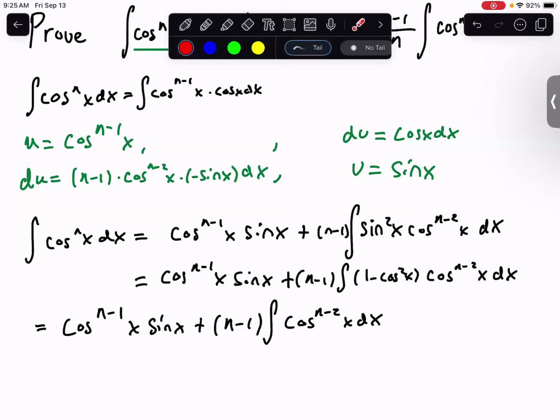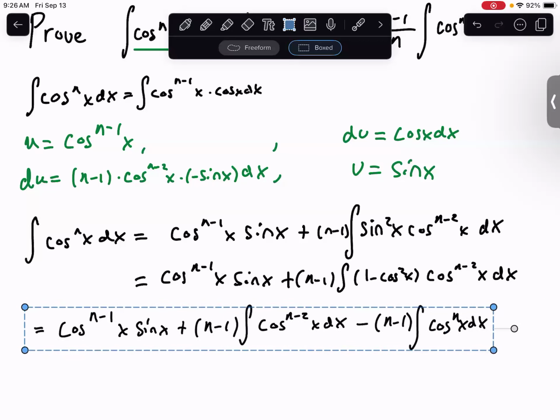And then this is going to be minus what we have. So it's going to be minus n minus 1 times the integral of cosine squared of x times cosine to the n minus 2 power. So this is going to be minus n minus 1 times the integral of cosine to the nth power of x dx. Right, so I distributed the product here, and then I split it into two separate integrals. Oh, I should have left more space. Hold on.